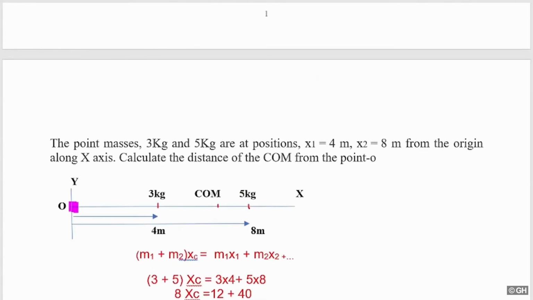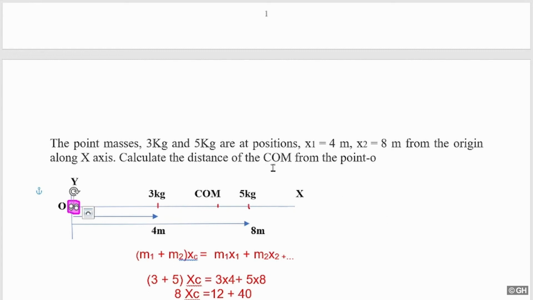Okay, going down, we have an example. Point masses: we have 3 kilogram and 5 kilogram, 2 masses. The distances from the reference point are 4 meters and 8 meters. From the reference point, which is here, you can see the diagram. That is the x-axis, that is the y-axis, and they are meeting at the reference point. So we have the first mass, 3 kilogram, at a distance of 4 meters from the reference point. The second mass, 5 kilogram, is 8 meters from the reference point. If you have a third one, you get that mass and that distance and so on.